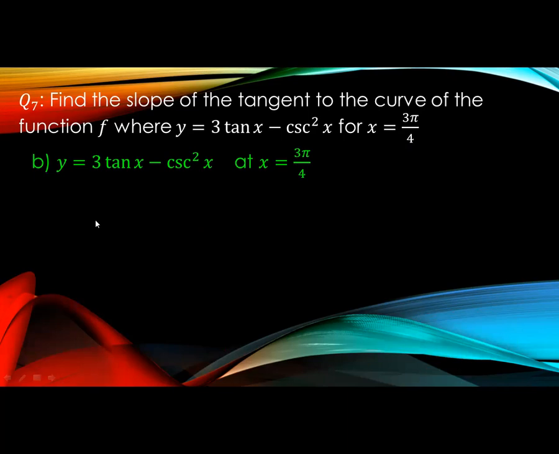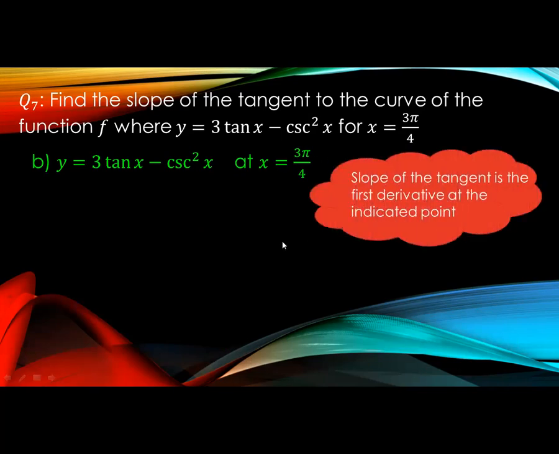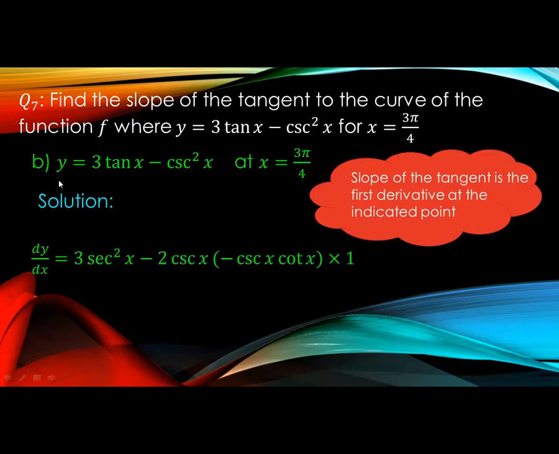Letter B, y equals 3 tan x minus cosec squared x at x equals 3 pi over 4. First step, we find the first derivative of the given curve. dy by dx: the derivative of tan is sec squared, so 3 sec squared x, minus the derivative of cosec squared. We drop the power 2, cosec x, multiplied by the derivative of the base, that is equal to negative cosec x cotan x, multiplied by the derivative of the angle that is equal to 1.